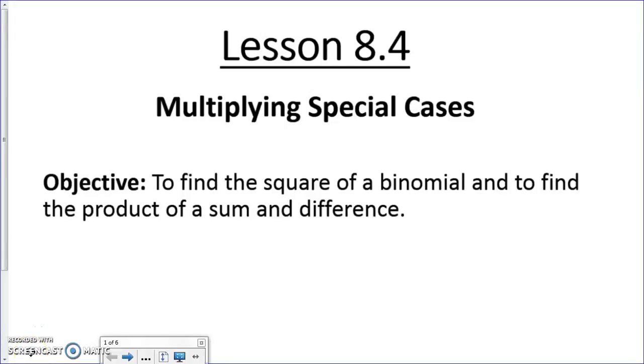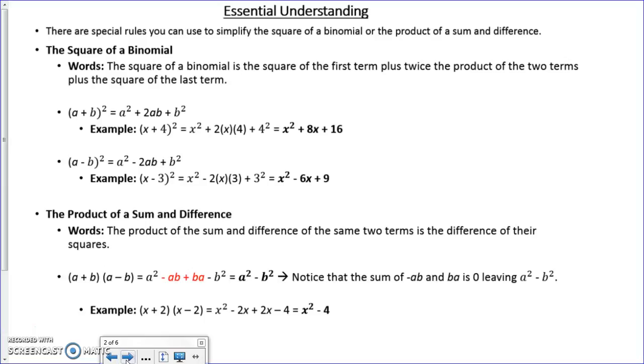Lesson 8.4, Multiplying Special Cases. The objective of this lesson is to find the square of a binomial and to find the product of a sum and difference. There are special rules you can use to simplify the square of a binomial or the product of a sum and difference. The square of a binomial.